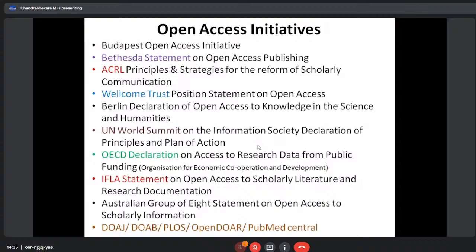Then OpenDOAR, this is also good, Open Directory of Open Access Repositories. PubMed Central is also freely available. Earlier they used to charge, but now it's freely available. Many of these articles are available. If you are in the field of chemistry or biology or life sciences, you have to see this PubMed Central, or the medical field. So these are the things we can see.